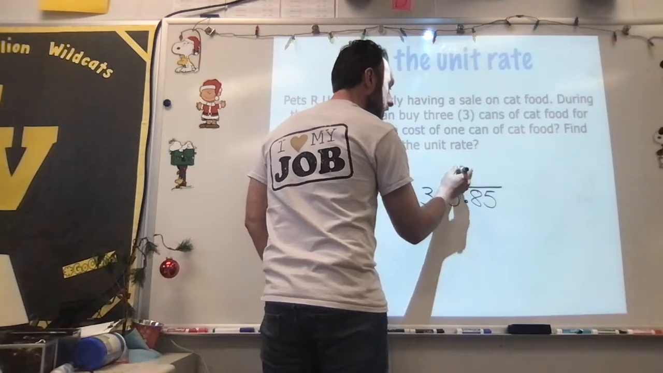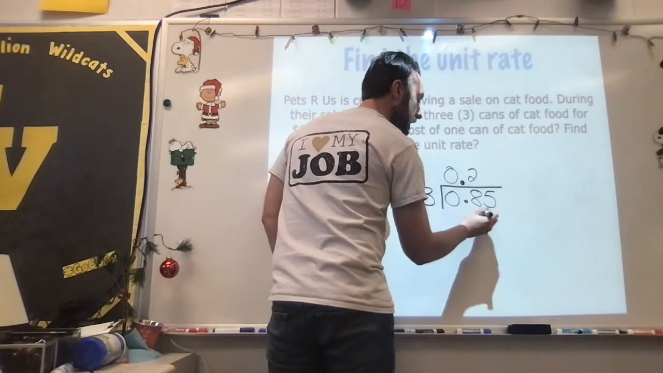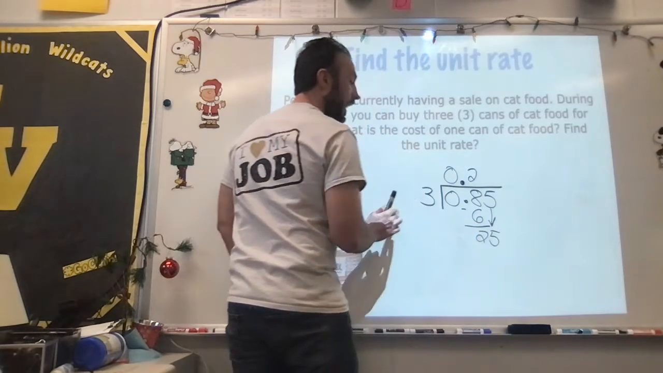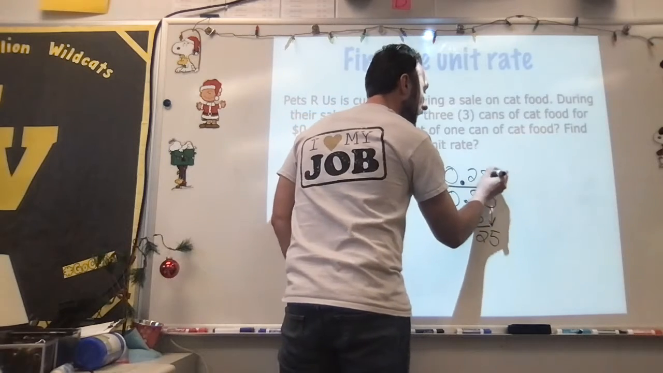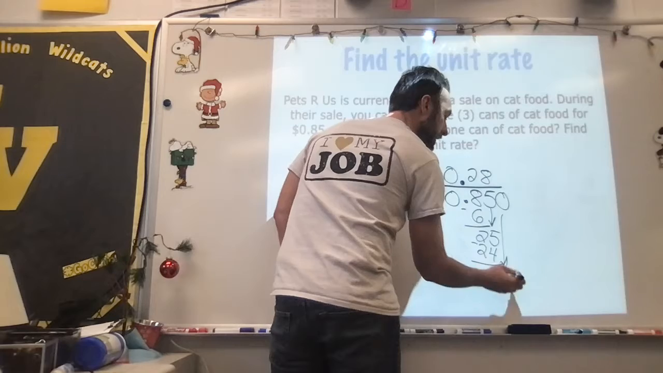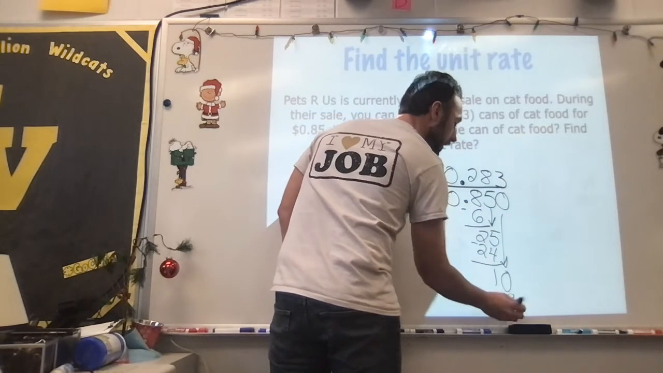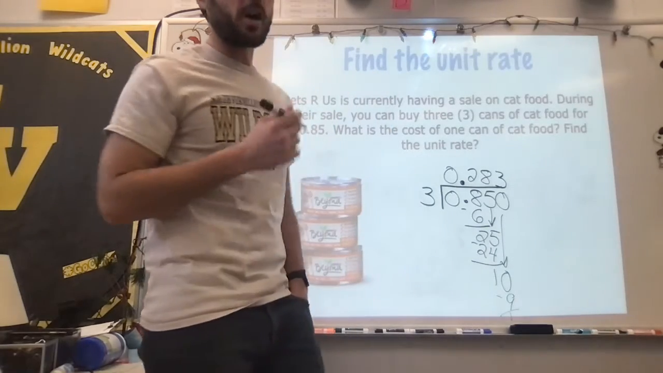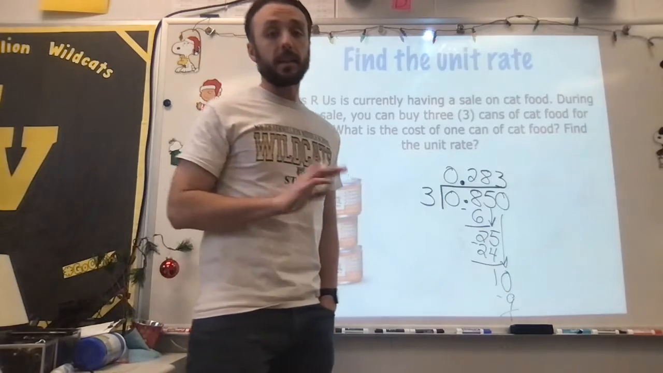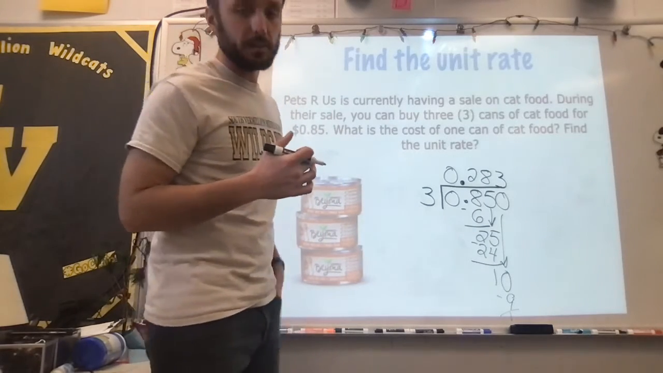3 goes into 0, 0 times. Bring that decimal point straight up. 3 goes into 8 twice. That's 6. I subtract, I get 2. Bring down my 5. 3 goes into 25 8 times. That's 24. I subtract, I get 1. I add a 0, I bring it down. 3 goes into 10 3 times. That's 9. I subtract, I get 1. And you might notice that this is going to go on and on forever, that this will be a repeating decimal. But we don't need to write that. We're not going to write anything repeating, because with money, we should all know that there are always 2 numbers after the decimal point.